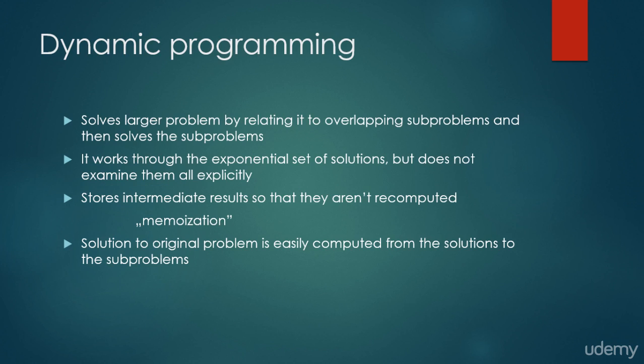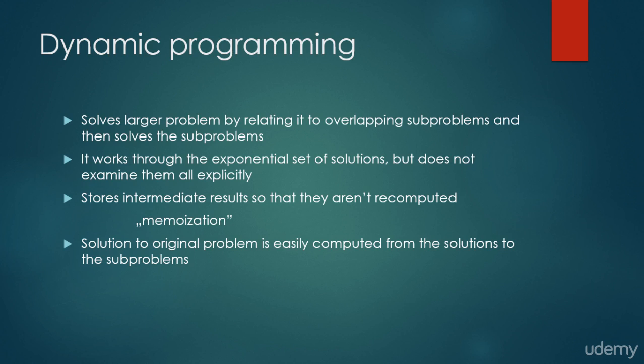So what is dynamic programming in a few words? It solves a larger problem by relating it to overlapping subproblems and then solving the subproblems themselves. A typical dynamic programming practice is to compute the Fibonacci numbers, because if you know what the Fibonacci numbers are, then there are a lot of subproblems and a lot of calculation that we keep doing again and again. So one of the main points in dynamic programming is to try to avoid these recalculations.